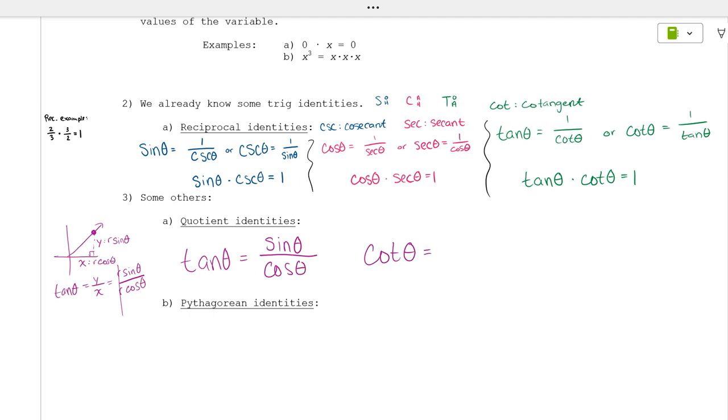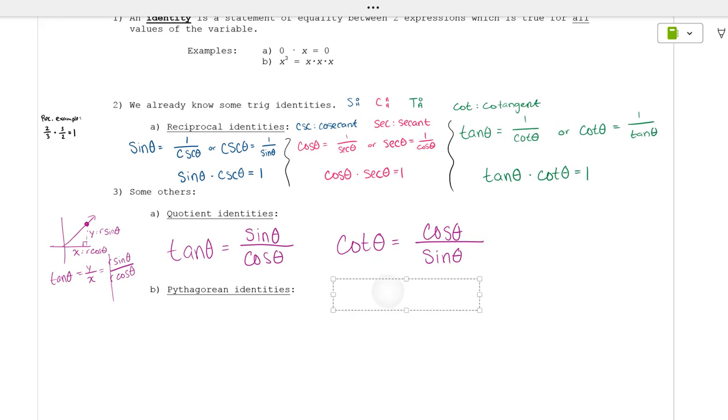Well, cotangent, remember, is the reciprocal of tangent. So if tangent of theta can be expressed as sine of theta over cosine of theta, that means cotangent of theta can be expressed as its reciprocal, cosine of theta over sine of theta. So those are our quotient identities.